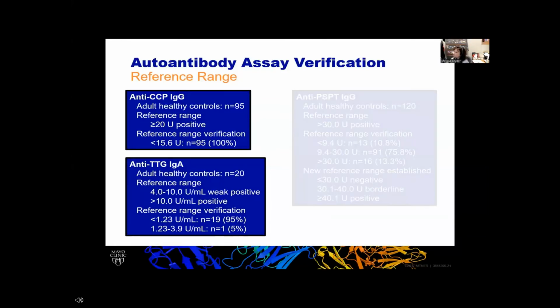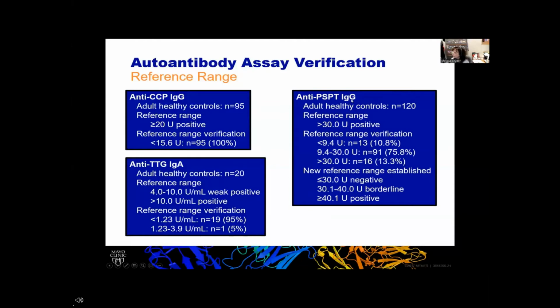Lastly, I want to show you data from anti-phosphatidylserine prothrombin IgG testing. In this case, we had a healthy control cohort of 120 individuals, and we had a reference range from the manufacturer of greater than 30 units being positive. When we conducted our reference range verification, a small number of samples were showing as undetectable or less than 9.4, below the AMR for the assay. The majority of the samples were giving a numeric value. However, they would have still been classified as negative, or less than 30, under the category the manufacturer had set for negative.